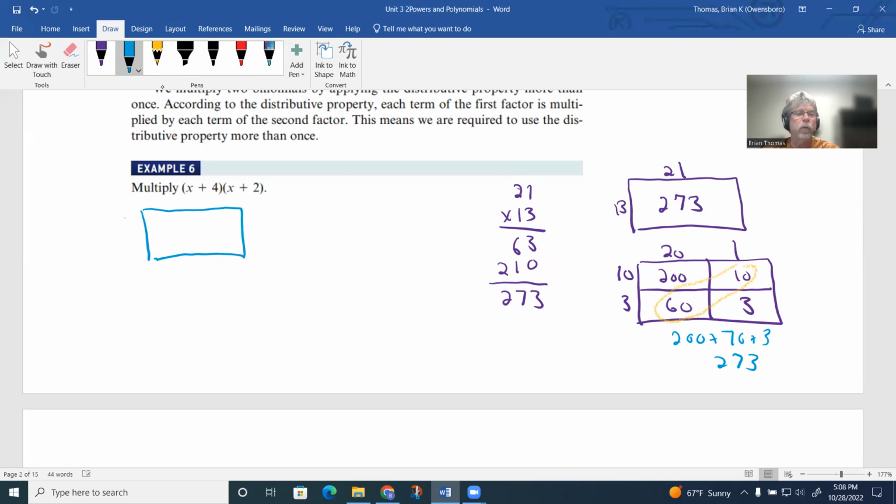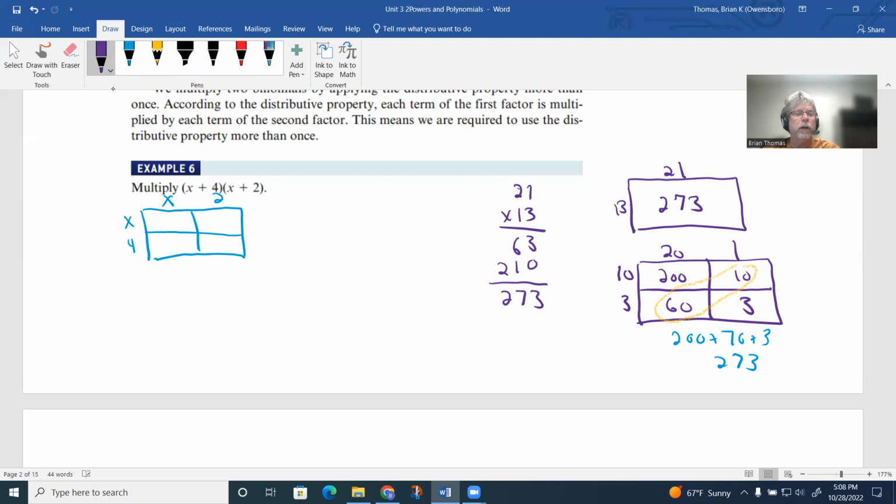So x plus 4 would be one edge, and the x plus 2 would be the other edge. So essentially what this becomes is an organizer. So then we just apply what we just did a second ago. We just multiply through the parentheses.